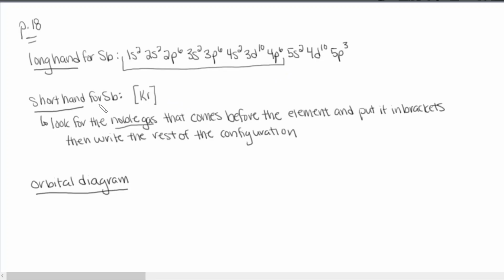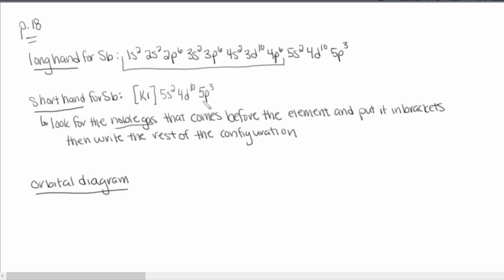If I want to write the shorthand for antimony, I put krypton in brackets, and then all I have to do is write what comes after. 5s2, 4d10, 5p3. Easy enough, right? Now, some people say, well, why can't you just write 5p3? Like antimony is the only element that ends with 5p3.